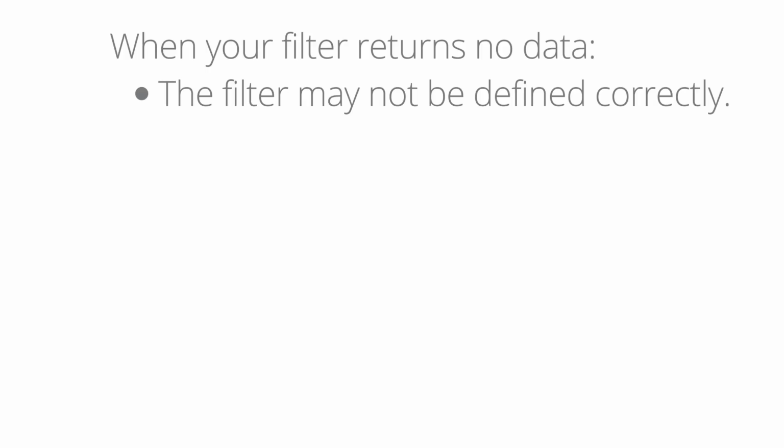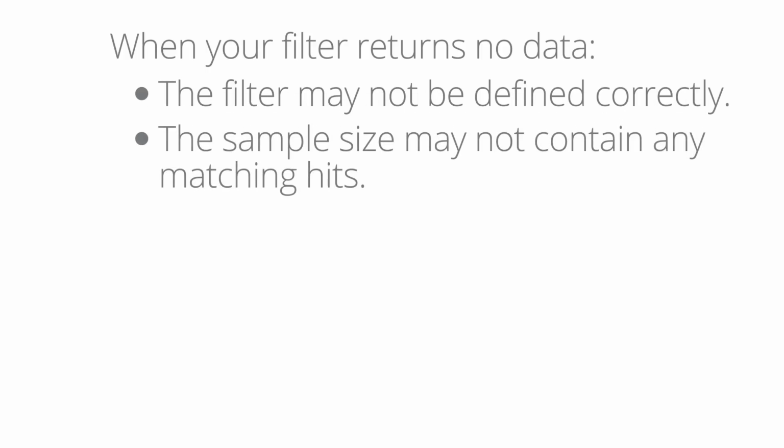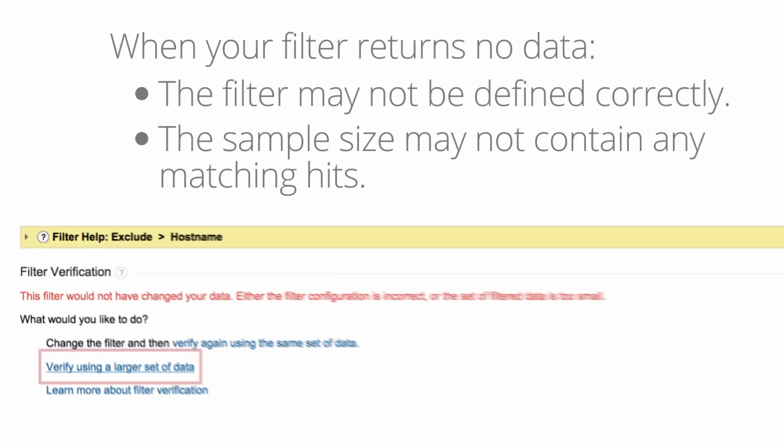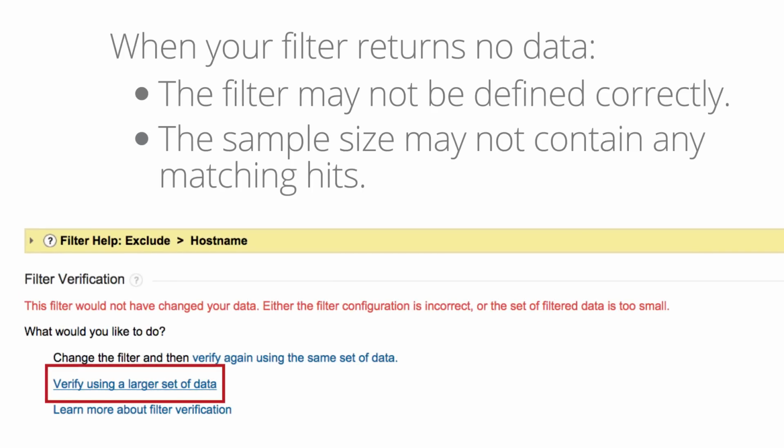Sometimes, filter verification may return no preview data. You might simply have made a mistake defining the filter. Or, this can happen when the sample size is too small to contain hits that match your filter. When this happens, filter verification provides an option to rerun the filter against a much larger data set.